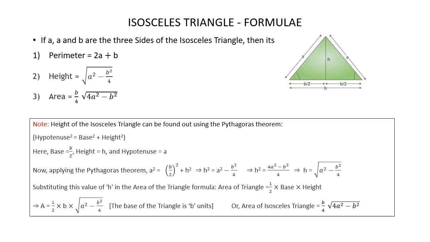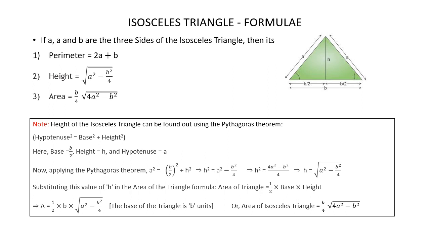Now if a perpendicular is drawn to the base from the vertex opposite to the base, then this perpendicular would be the height of the isosceles triangle. Now this perpendicular divides the isosceles triangle into two equivalent right angle triangles. So this angle is 90 degrees and this angle is also 90 degrees. This perpendicular also divides the base into two equal halves. Now we know that the base is equal to b, so each of these halves would be equal to b by 2.